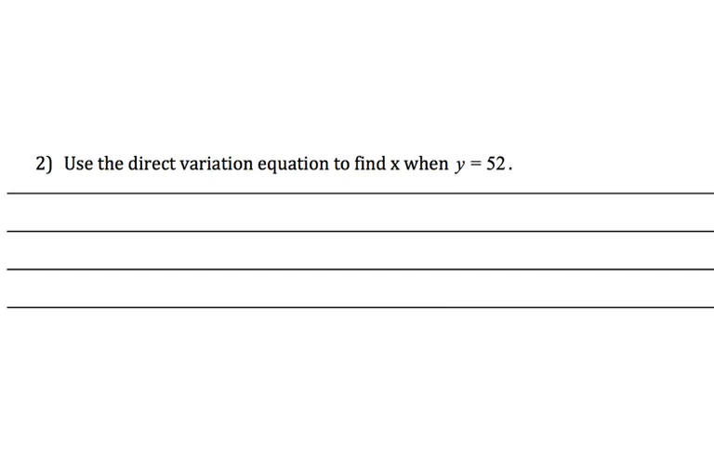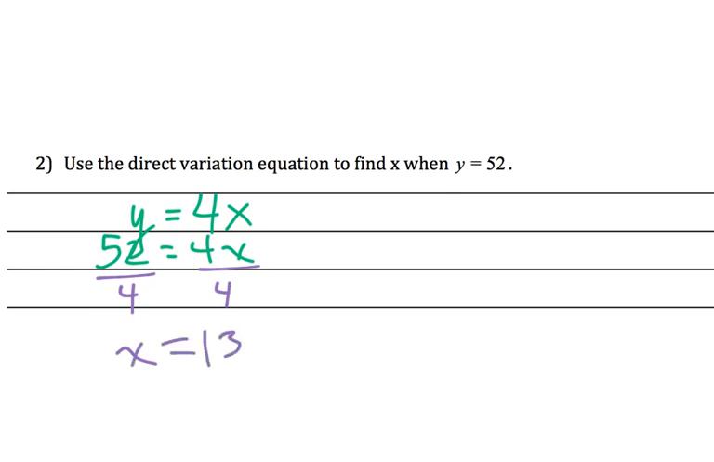Use the direct variation equation. Well, the direct variation equation we just came up with was y equals 4x, to find x when y is 52. So below my y, I'm going to write 52, because that's what y is, equals 4x. Then I just solve this, dividing both sides by 4, and I will get x is 13. We're done. That's all we had to do for part 2.